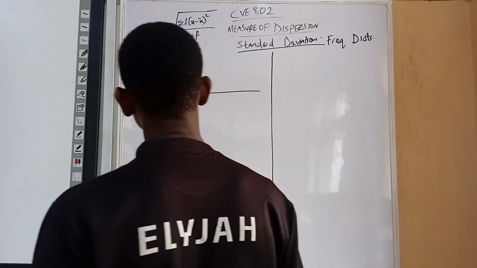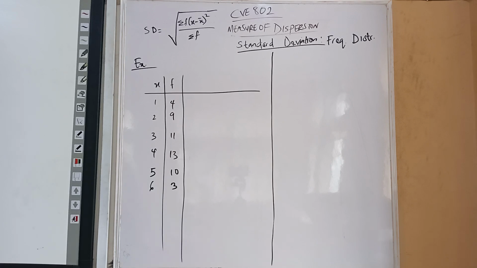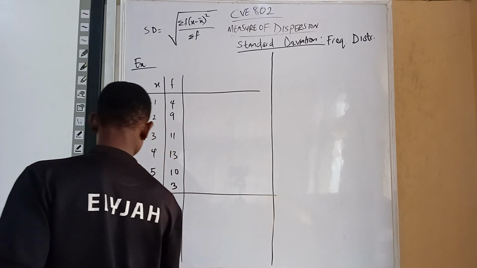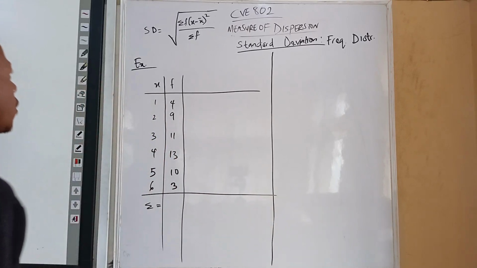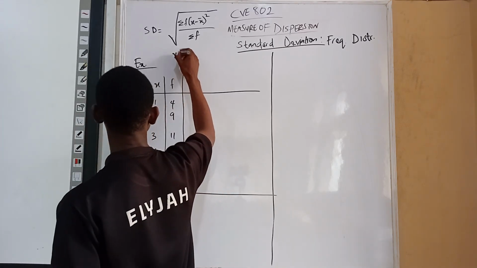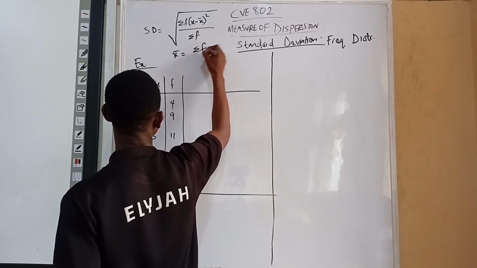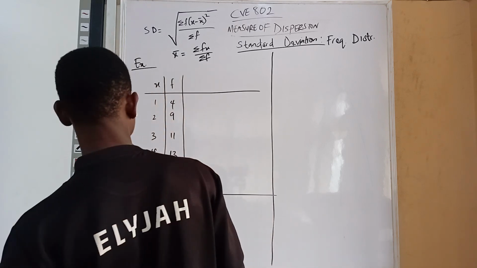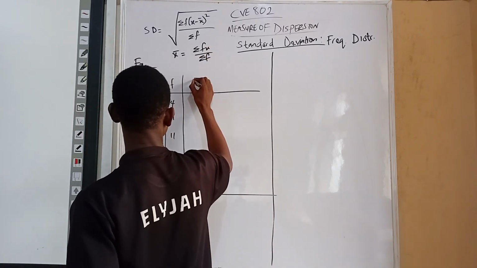This is the general formula, which means we need to find our total frequency, summation f. We need to find our deviation from the mean, and our frequency multiplied by the deviation from the mean. Then we need to find our mean to begin with. To find the mean, we know that x bar for a grouped frequency distribution equals summation fx over summation f, from the previous class. So we have to find our fx also.